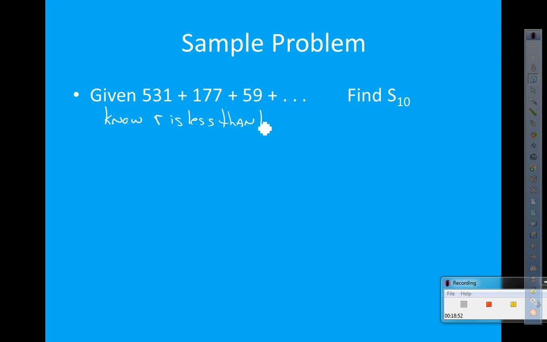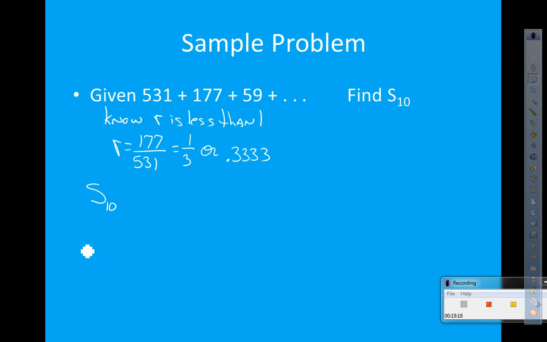Let me just get my r value. R equals 177 over 531, which is 1/3. Or if you'd like to use a decimal, I'll let you do that, but use 0.3333. Use 3 or 4 decimals when it's something like this. Really, decimals are easier to type in. So here's what it looks like.